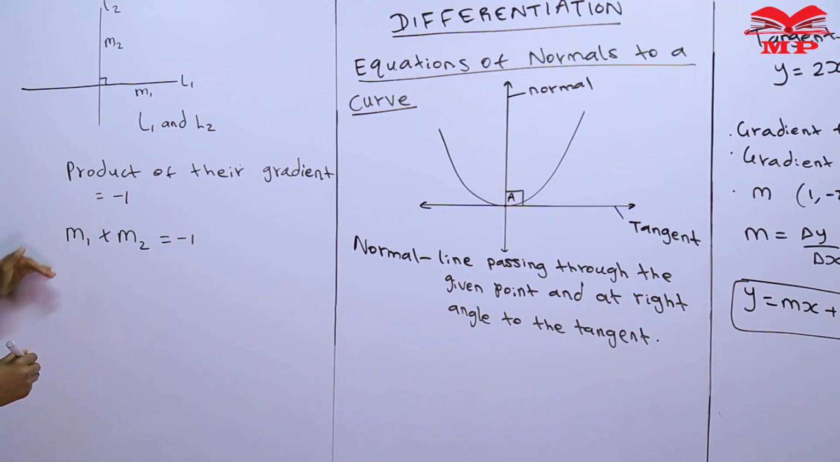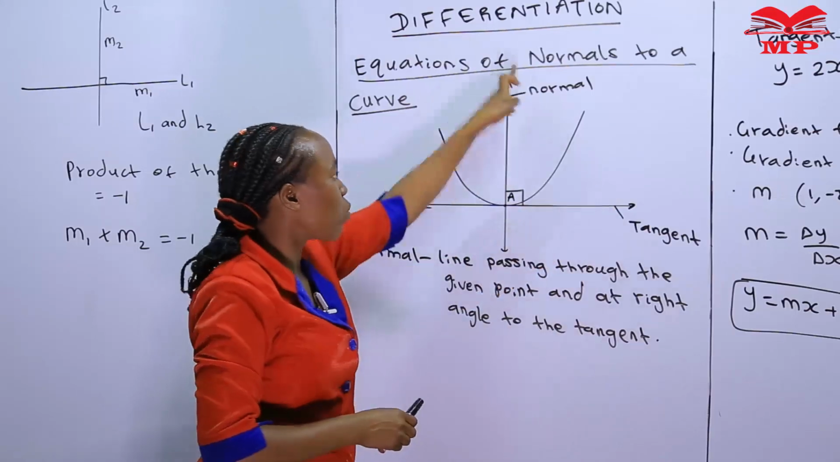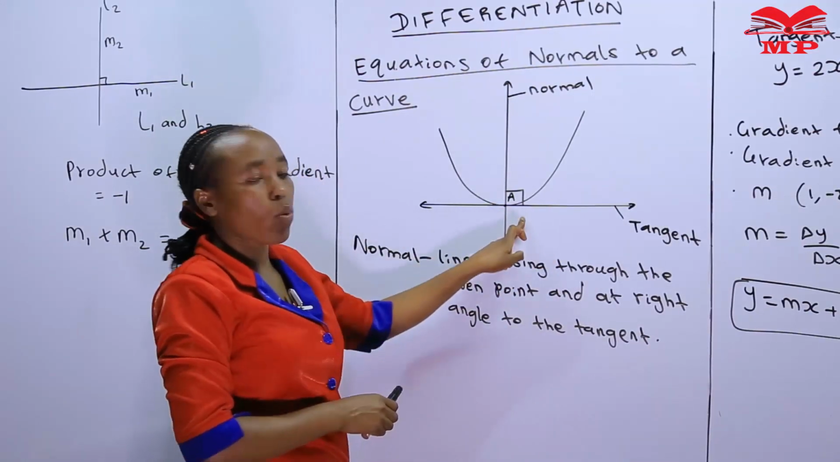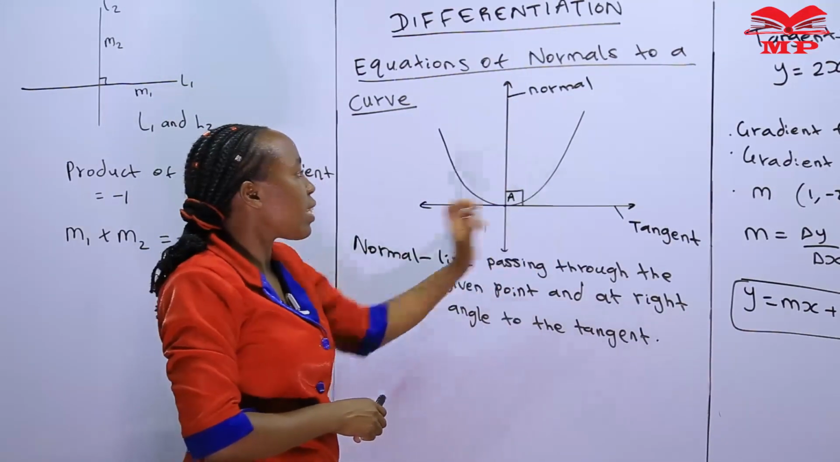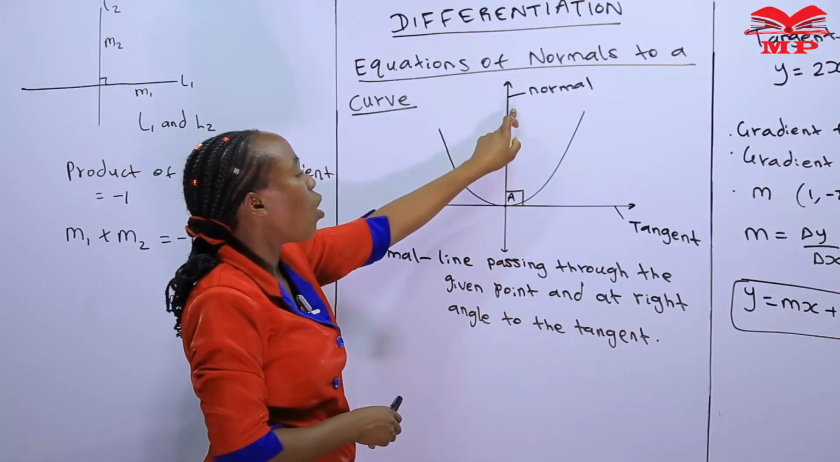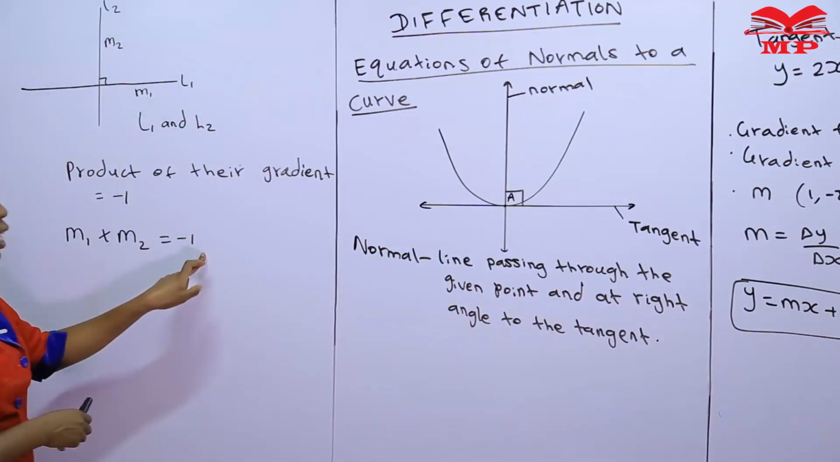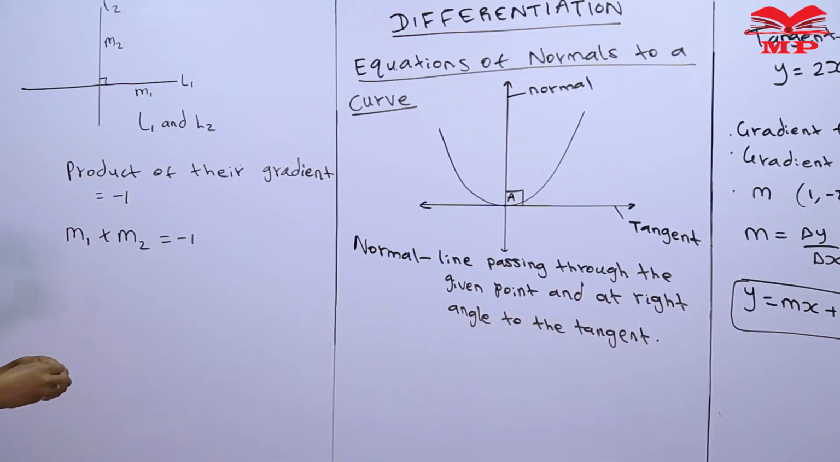We need to know that before we do the examples, because in our case here, we have line 1, which is the tangent, and the normal perpendicular to the tangent. Therefore we should note that the gradient of the normal times the gradient of the tangent should be equal to -1 because they are perpendicular.